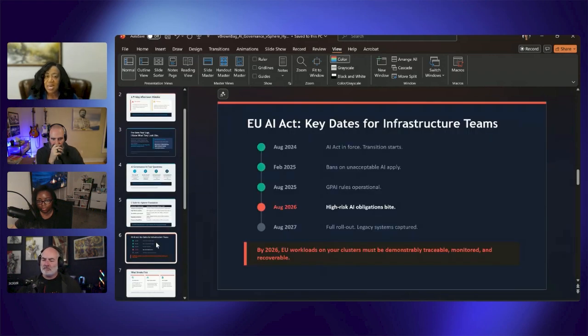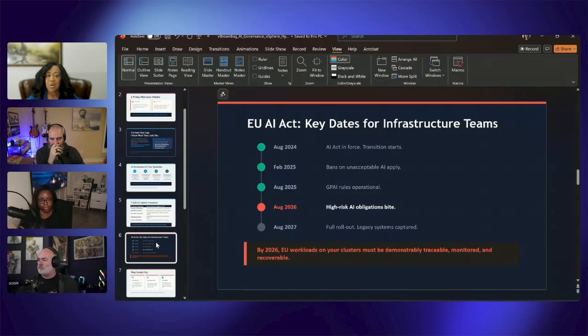So I know you said you had not heard of the EU AI Act, but there have been some key dates and it's been around for quite some time now. But this is kind of that timeline. So it started in 2024. 2025 was really when companies started to say, hey, we're kind of recovering from the fatigue of GDPR. And now here comes the EU AI Act, which bans unacceptable AI applications.